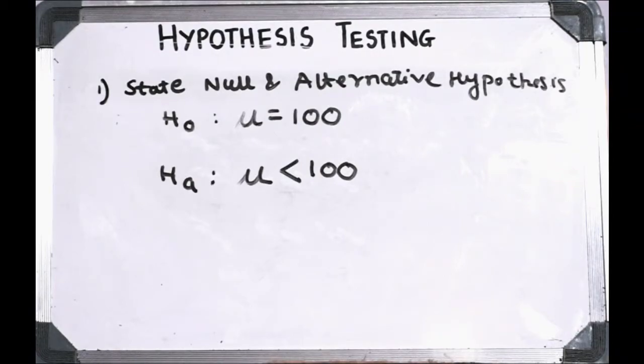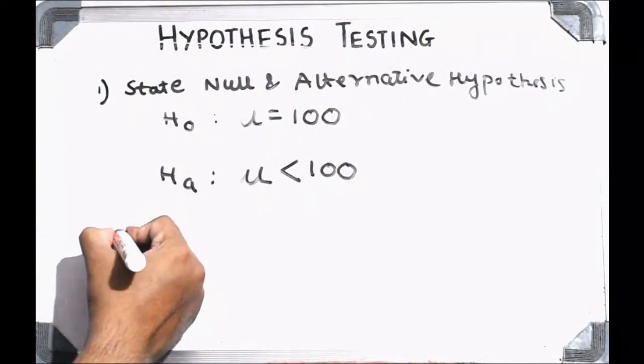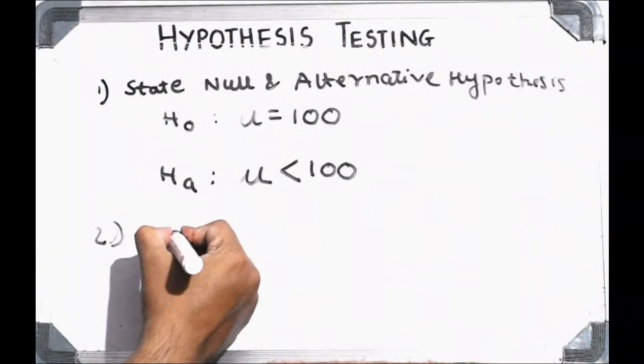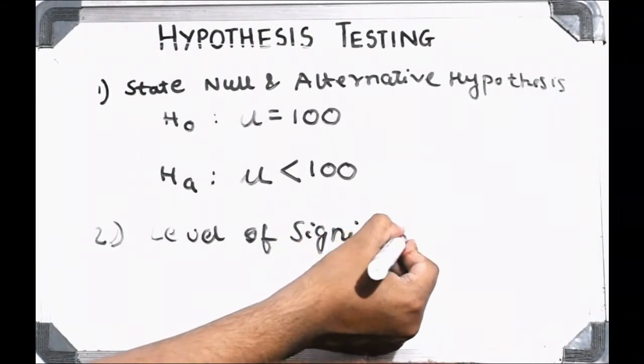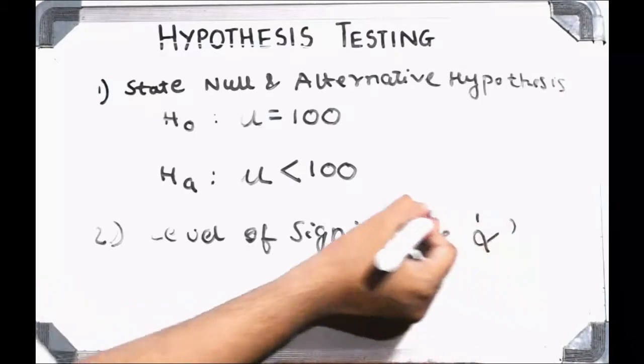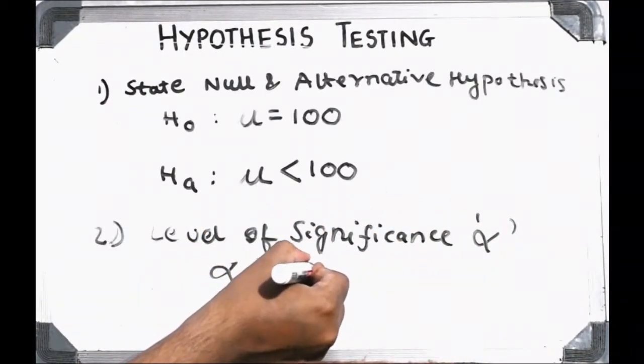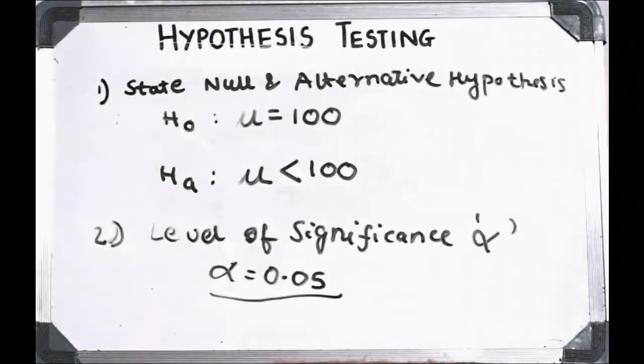Now my friend, if the level of significance is not provided in the question, we go with the most commonly used level of significance, that is 0.05, which means a confidence level of 95%. So number 2, we select the level of significance, that is alpha. So alpha we have selected 0.05. Okay, so we are done with the first two steps.